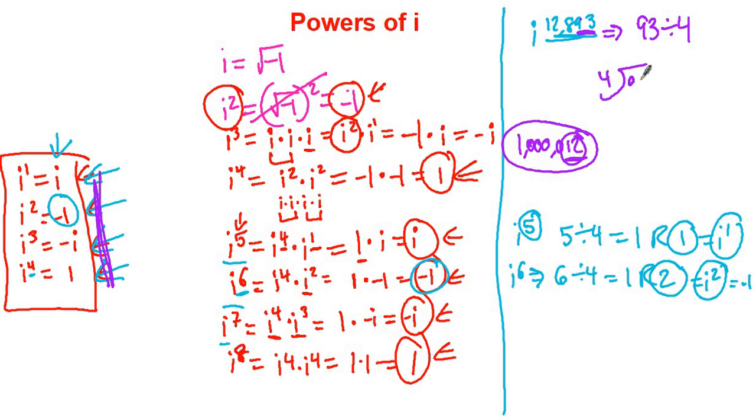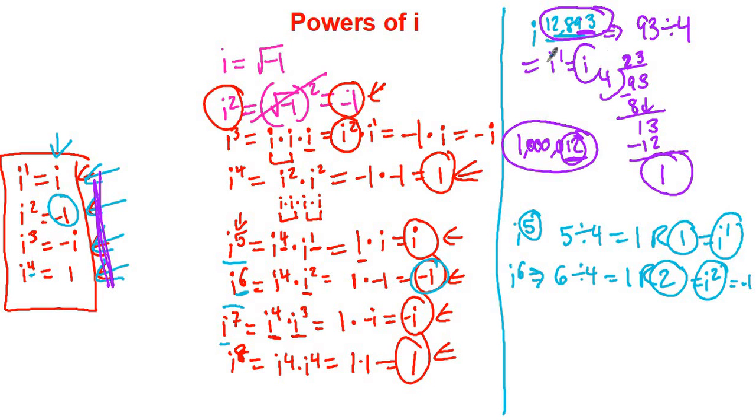4 goes into 93 23 times. Okay, we're going to bring that down. 4 goes into 13 3 times. And all we care about is the remainder. The remainder is 1. So that means this huge number right here is going to behave like i to the 1, which is just equal to i, as we know from this table right here.